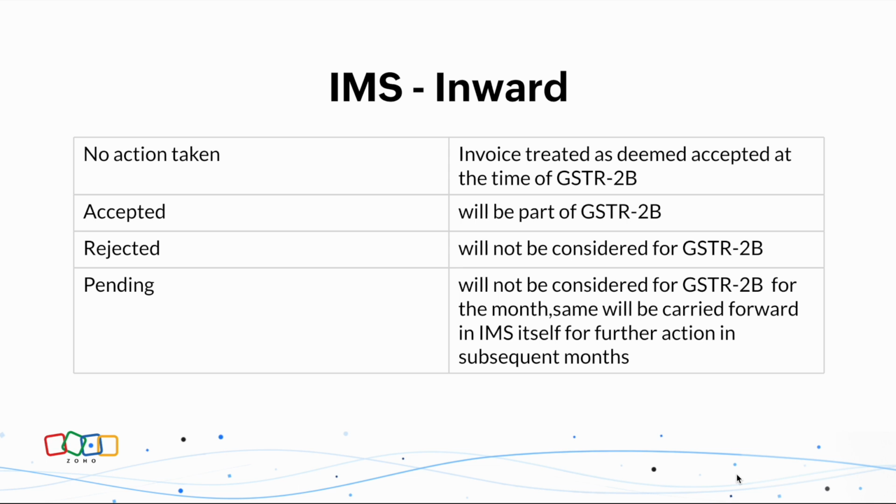These are the various actions that can be taken under the IMS Inward Supplies dashboard. If you do not take any action for a particular transaction under IMS, that transaction will be deemed accepted at the time of GSTR 2B generation. All the accepted transactions will be a part of GSTR 2B, while the rejected transactions will not be a part of GSTR 2B. And if you mark any transaction as pending, it will not be considered in GSTR 2B and it will be carried forward in IMS itself in the future periods.